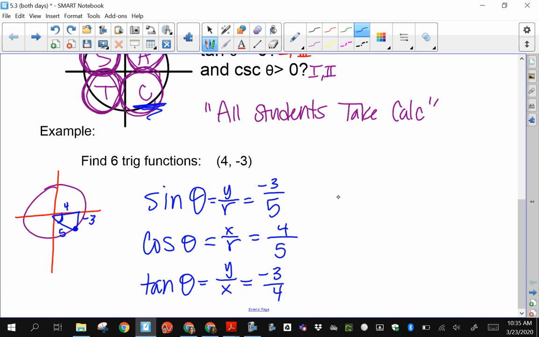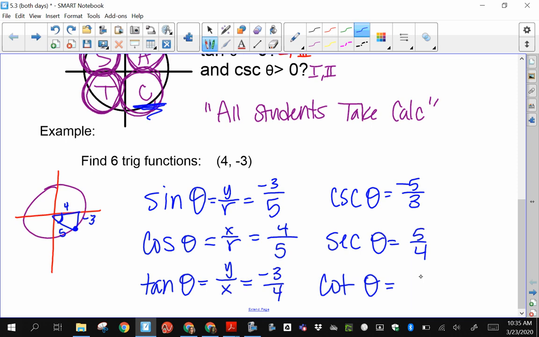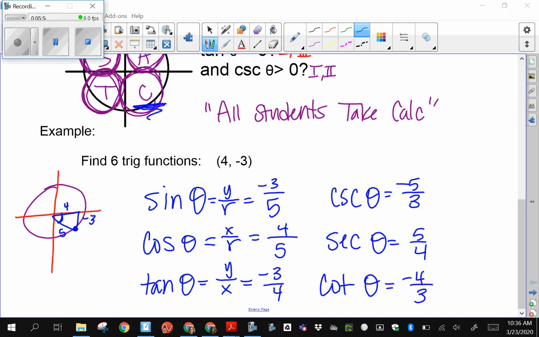Doing the evil twins or the reciprocals. C goes with S, S goes with C, so the reciprocal of sine is cosecant, and all you need to do is flip that fraction. That's negative 5/3. Secant of theta, positive 5/4, and cotangent of theta, the reciprocal of negative 3/4, would be negative 4/3.